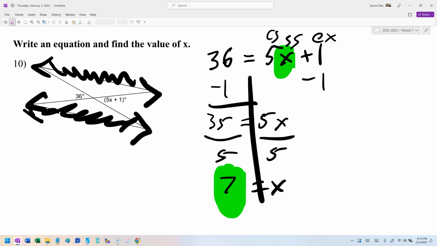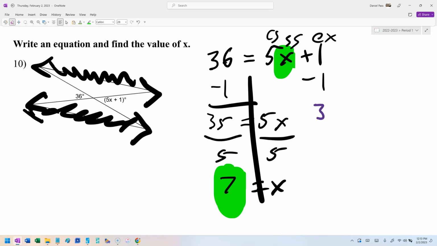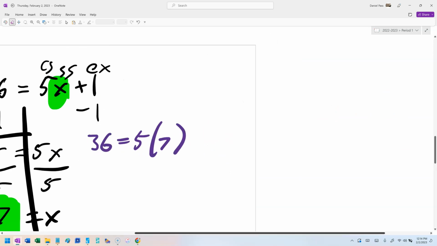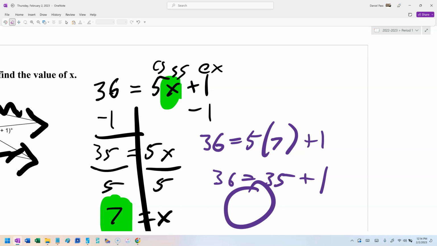All right, so we should check it by putting it inside here. So I'll use purple. 36 is equal to 5 parentheses 7. Okay, so this is going to be everybody's exit ticket. So we can check it, right? We can say 36, does it equal 5 times 7 plus 1? Well, it might. 35 plus 1. Yeah, it does. So we can check it. Because we put the 7 inside for the x, and it worked. You see what we did?